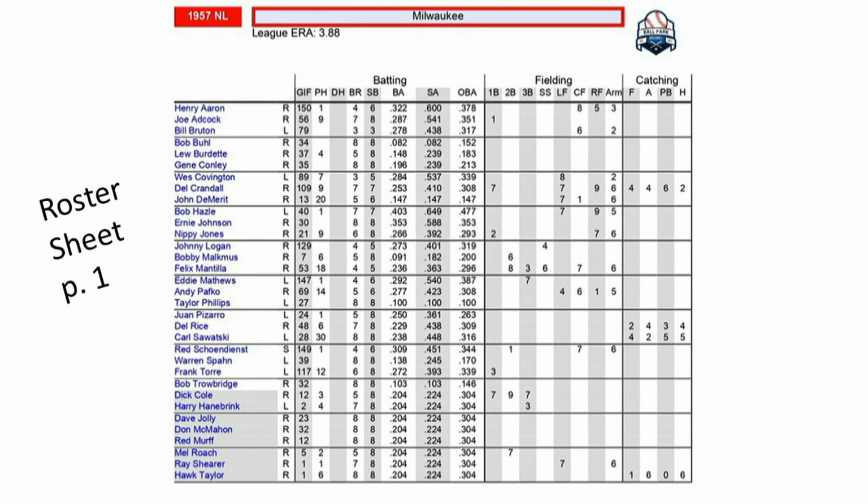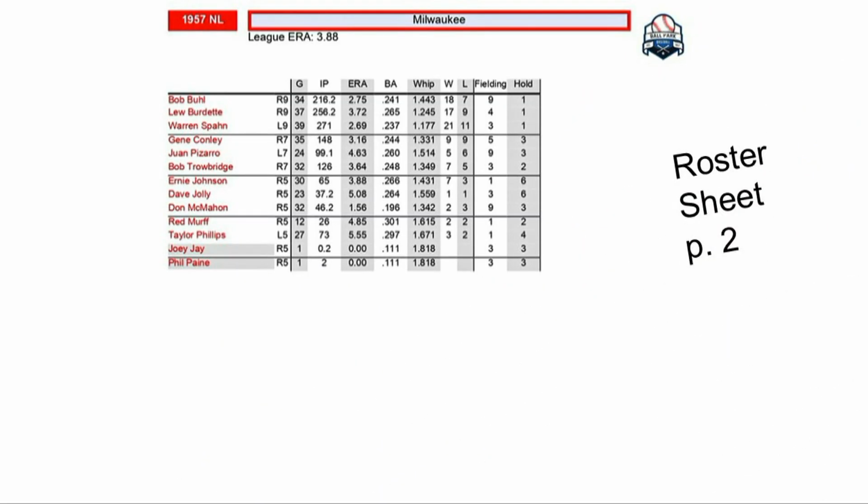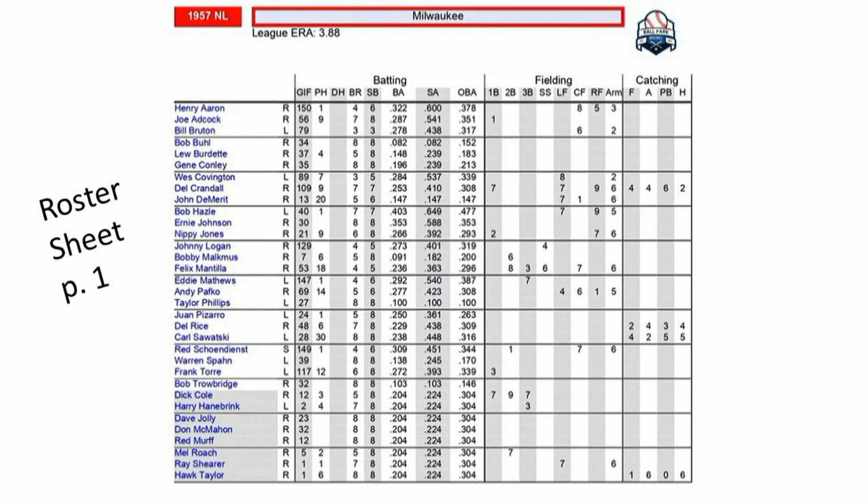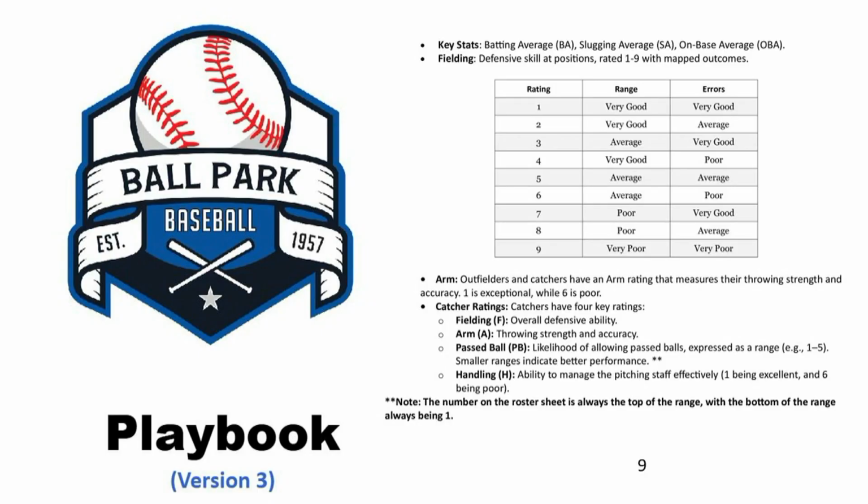So the second game element is the roster sheet. It's 2 pages, front and back here, one for batters and one for pitchers. It shows each player's statistics for the year and includes a fielder rating for each position played, a base running rating, arm strength for outfielders and catchers, and much other information. A quick note about fielder ratings. They combine sure-handedness and range. The table on page 9 of the playbook shows how those ratings map out.